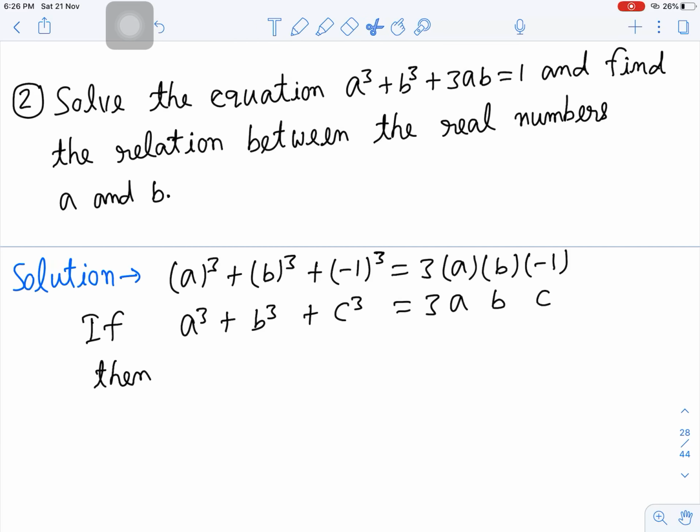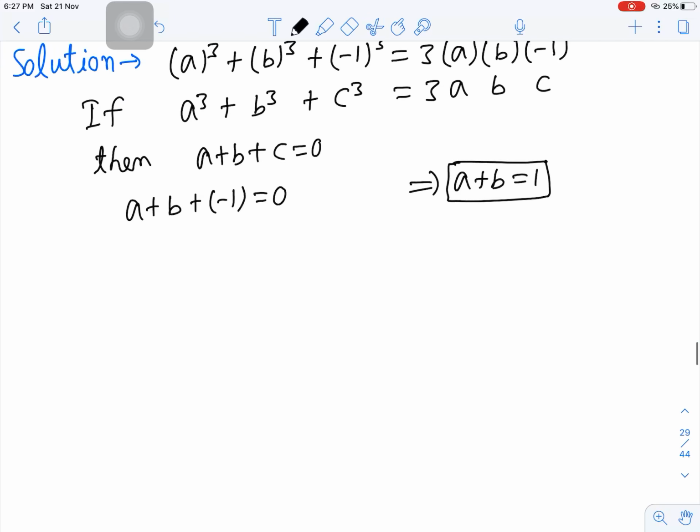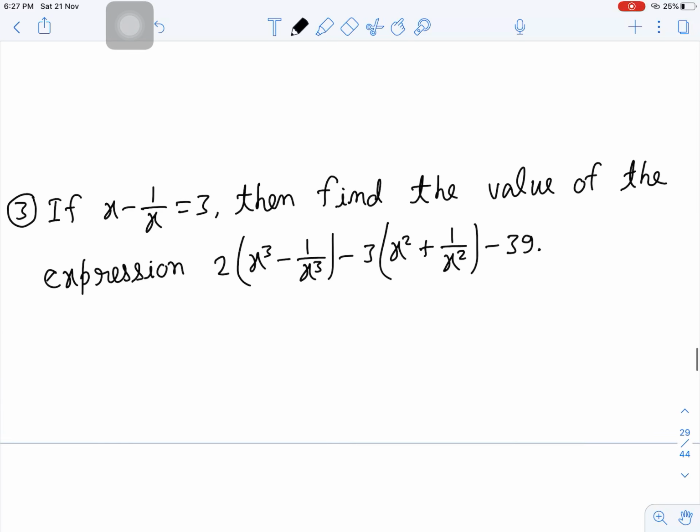You know this: if a cube plus b cube plus c cube equals 3abc, then a plus b plus c equals 0. By the same concept, in this case, in place of c you have minus 1. So you will get a plus b plus minus 1 equal to 0. This is the relation between a and b, or you can transpose 1 to the right hand side. So a plus b equals 1. You can write it like this. Okay, then we'll move to question number 3.